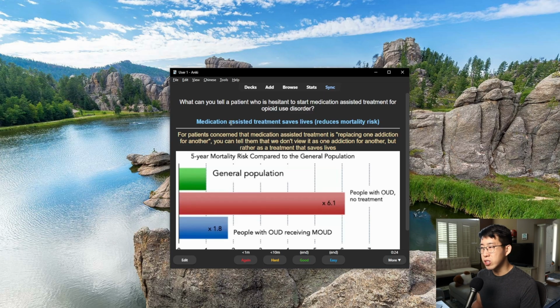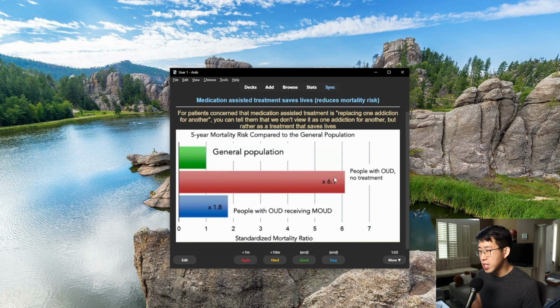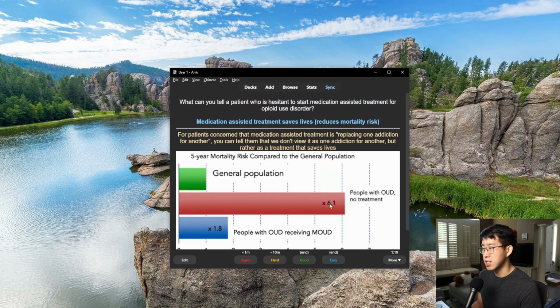Based on the literature, it has actually been shown to greatly reduce the mortality risk. So yes, although you are giving them a different kind of opioid, it's a little different from replacing one substance with another substance because you are actually giving them proven harm reduction by giving them medication-assisted treatment. So you can see that the mortality risk compared to the general population was 6.1 times in patients without treatment and only 1.8 times above the general population if they're receiving medication-assisted treatment.